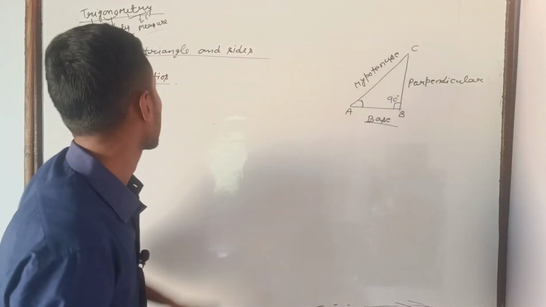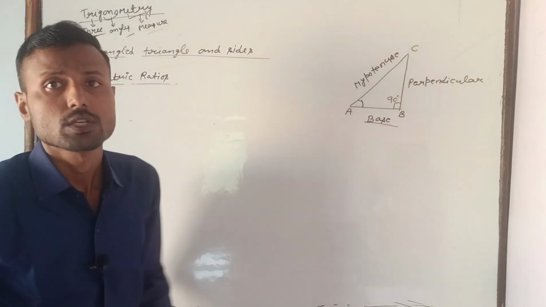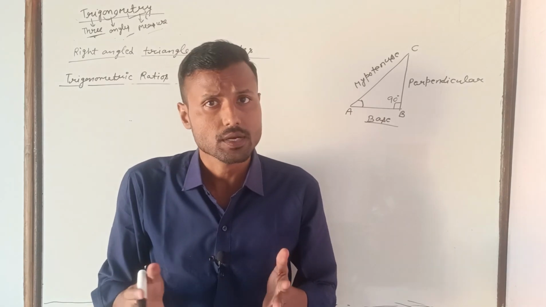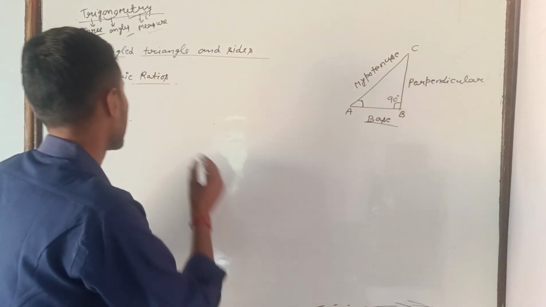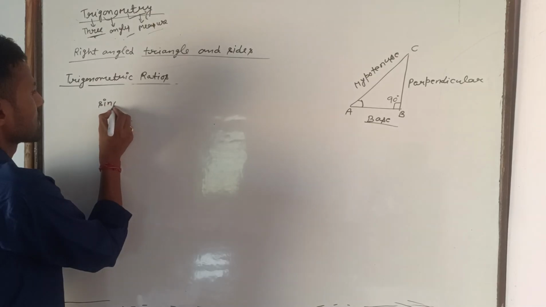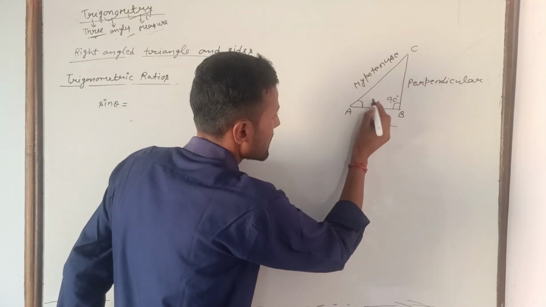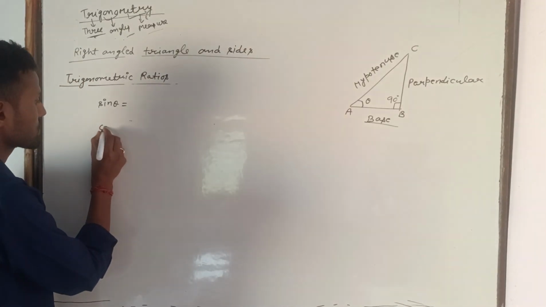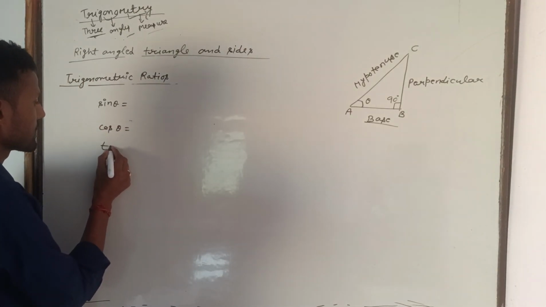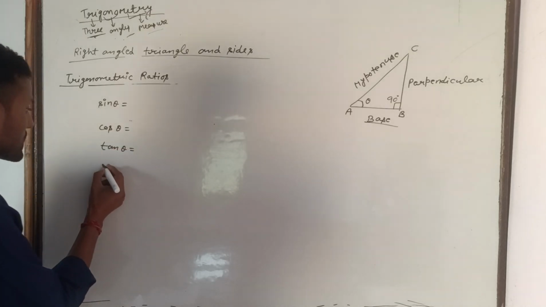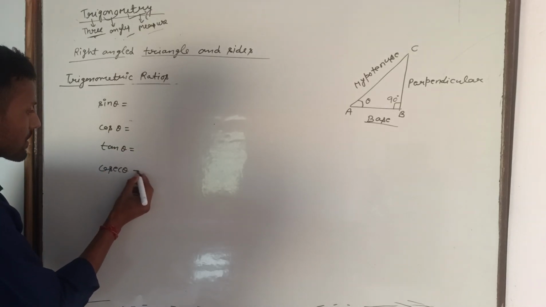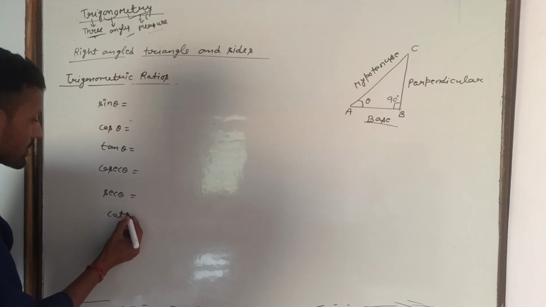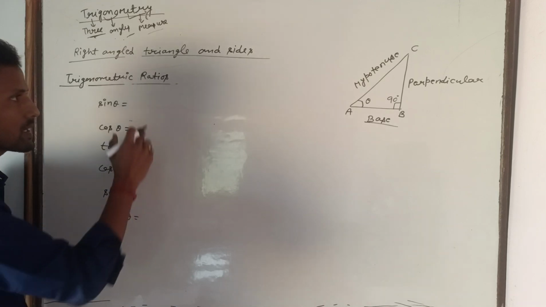Okay, so now let's talk about trigonometric ratios. What are trigonometric ratios? There are only 6 basic trigonometric ratios in trigonometry. First is sine theta. Let this angle be theta, which is an acute angle. Second is cos theta, third is tan theta, fourth is cosec theta, then sec theta, and last is cot theta. So there are 6 trigonometric ratios in trigonometry.